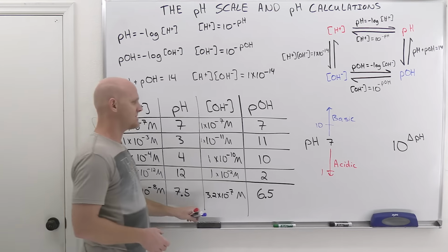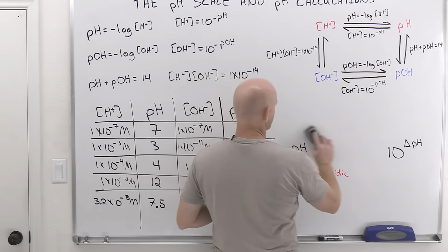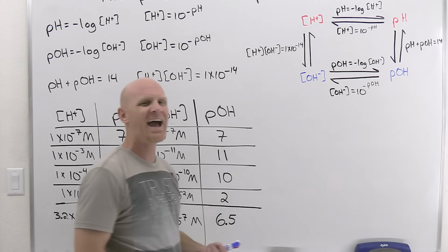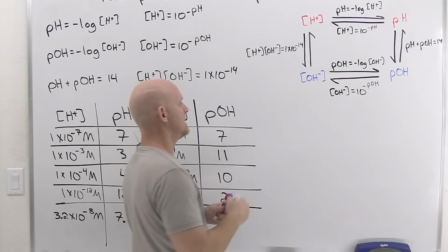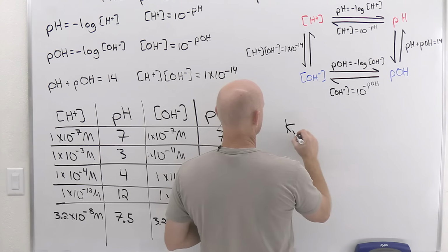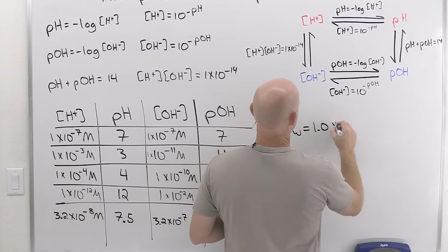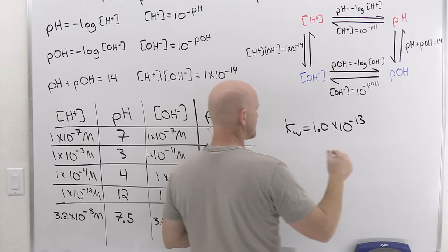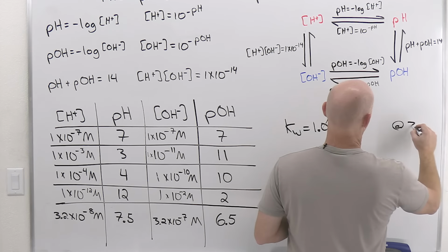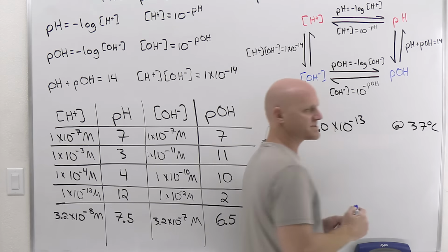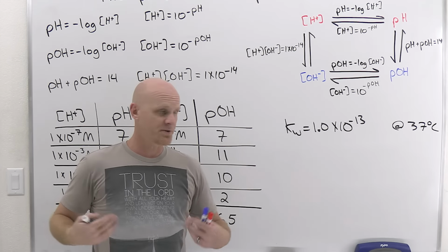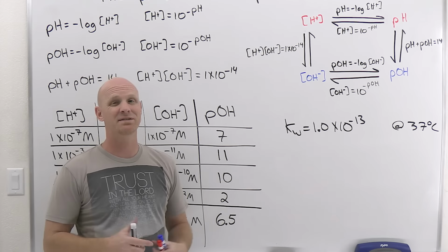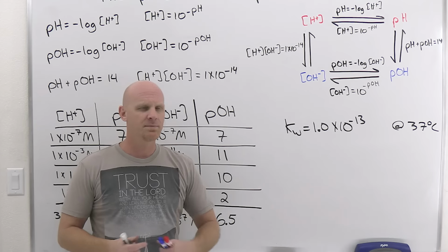Now, one last thing on this. What if you get a question where you're not at 25 degrees Celsius? What if they told you that, say, Kw was 1.0 times 10 to the negative 13, and let's just say this was at 37 degrees Celsius. So like body temperature, right? And they said, oh, it's not 1 times 10 to the negative 14 anymore, it's 1 times 10 to the negative 13. And what are the implications of this?